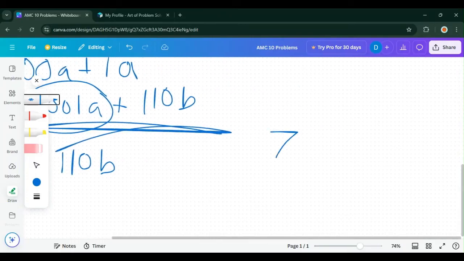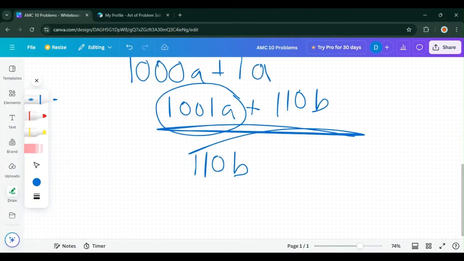See, if we have 7 plus a number that's not divisible by 7, so 7 plus 2, which is 9, 9 is not divisible by 7. But once we add a number divisible by 7, like 21, then we know that is also divisible by 7. That's how it works. So we're going to make sure that 110B is divisible by 7.